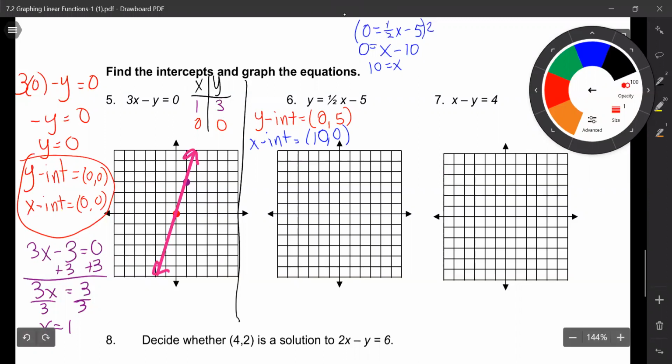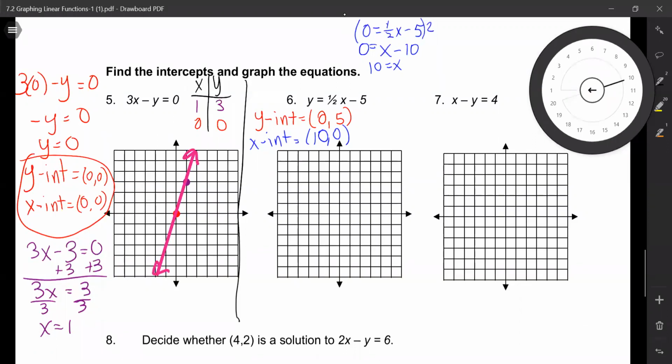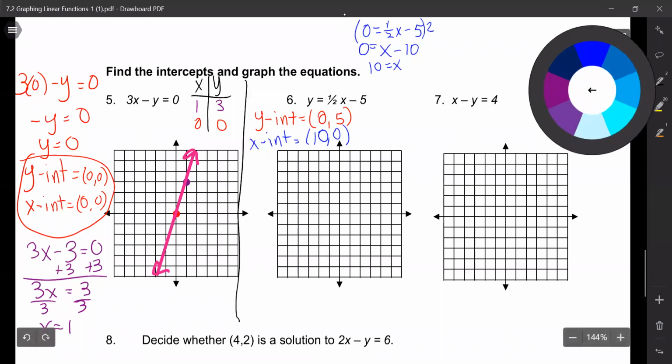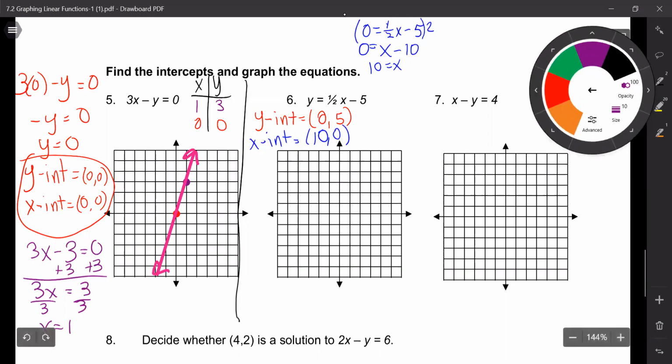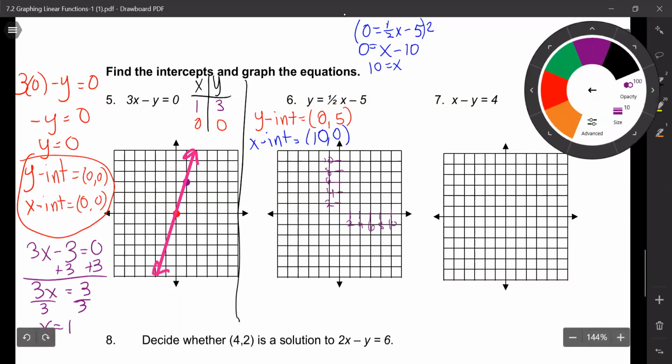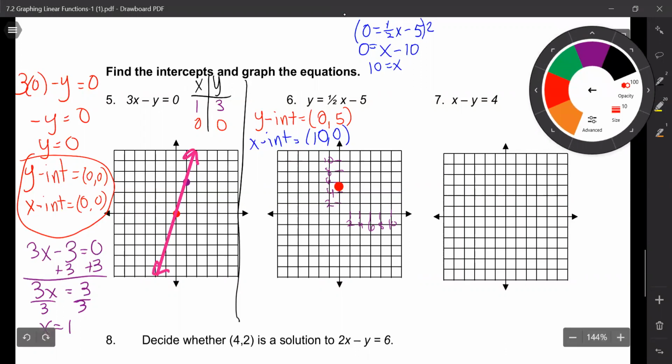All right. I guess we could just scale this so that it's easier to plot, because I don't think we have room for 10 the way it's written. If we do, let's say, 2, 4, 6, 8, 10, like that, yeah, that'll work. All right, so then the y-intercept is at 5, and the x-intercept is at 10.